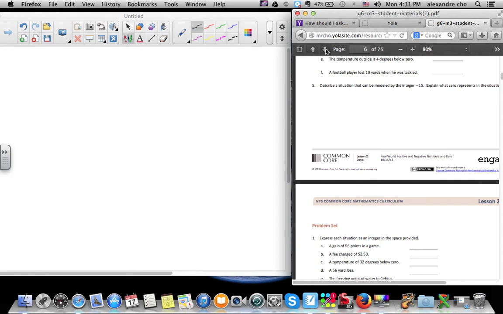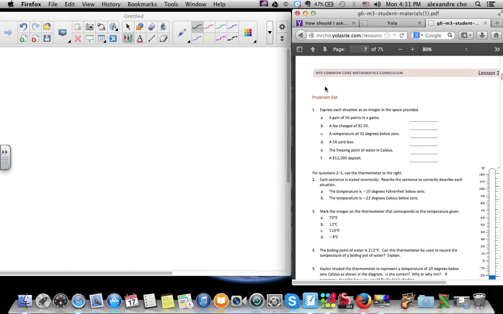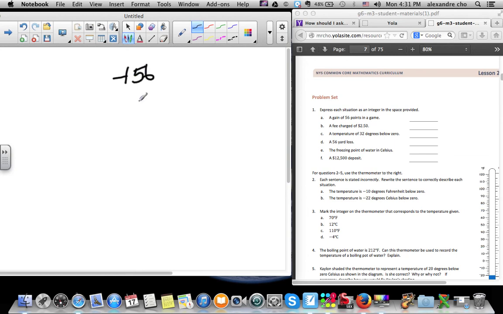Next one, and I think it's the last page. Okay, this was easy today. Represent each situation as an integer in the space provided. Again, gain, plus 56. A fee, minus 250. That's something that they charge you, so you're going to lose 250. Minus 32 because you're below 0. Another minus 56 because you lost. The freezing point of water in Celsius is 0. And a 12,500 deposit is something that you gained, positive. For questions 2 and 5, use the thermometer to the right.